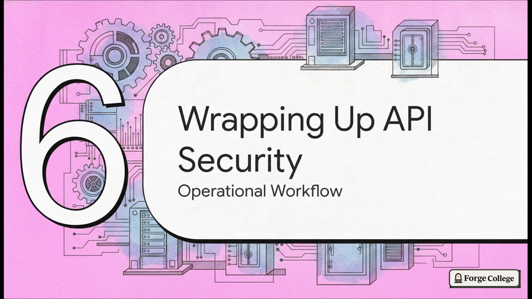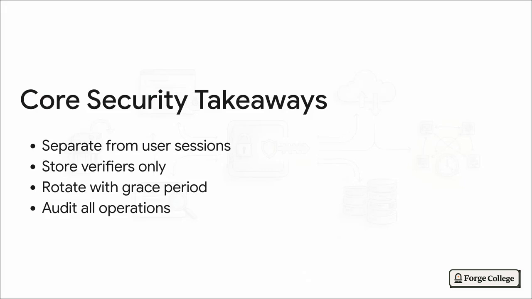And finally, Section 6. Wrapping up API security, the operational workflow. Let's just zoom out for a second and look at the whole architectural blueprint we've just built together. Here are your absolutely core takeaways for securing machine-to-machine authentication. Number 1, isolate your API keys completely from human wallet sessions. Number 2, remember, hash it, don't stash it. Store verifiers only. Number 3, always rotate your keys using an atomic grace period for a seamless handoff. And number 4, keep an airtight audit trail of every single generation, rotation, and revocation, just so your incident response team knows exactly what happened and exactly when it happened.